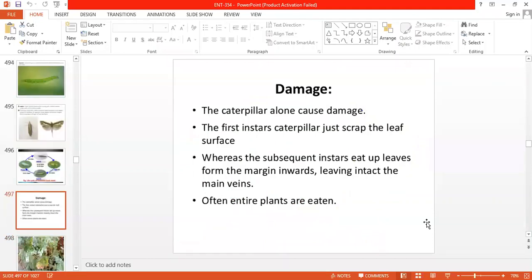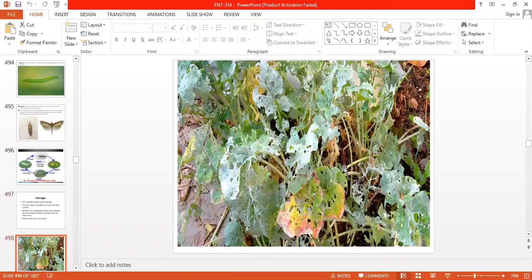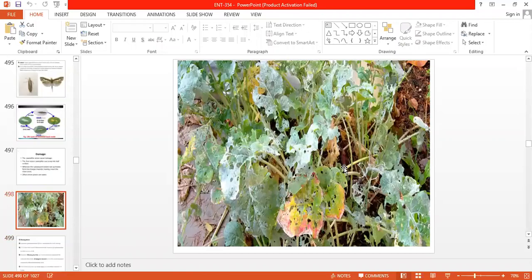The damaging stage of that pest is the caterpillar, which causes damage to the mustard. The first instar caterpillar just scrapes the leaf surface, whereas other subsequent instars eat the leaves from the margins inwards, leaving the main veins intact. In a case of severe infestation, often entire plants are eaten by the larval stage. This is the infestation of a diamondback moth.